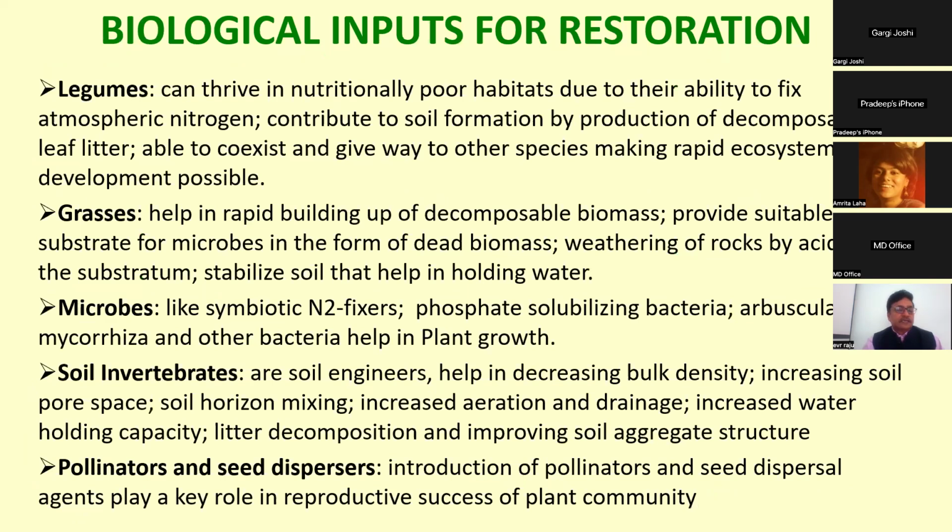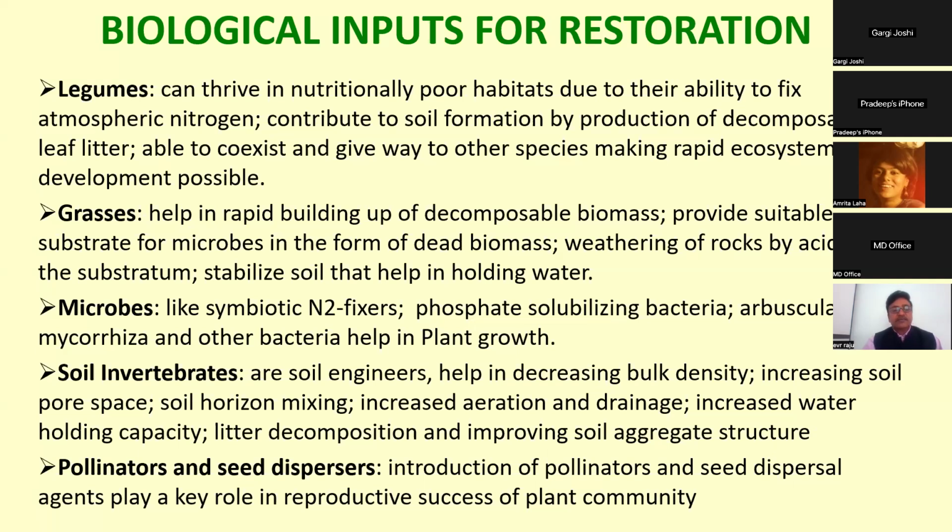Next slide. And what are the biological inputs for restoration? We try to introduce legumes, then grasses, then microbes, then soil invertebrates, pollinators and seeds. Legumes are nitrogen fixing. So we select such species, small herbs and shrubs which are leguminous, and we introduce them through seeds and saplings.